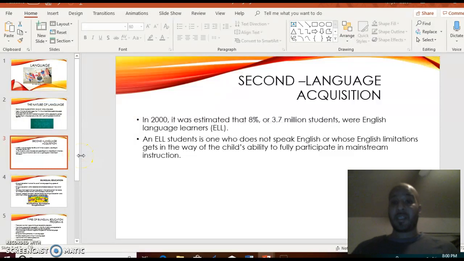Second language acquisition. In 2000, it was estimated that 8% or 3.7 million students were English language learners, or ELL. An ELL student is one who does not speak English or whose English limitations get in the way of their child's ability to fully participate in mainstream instruction.